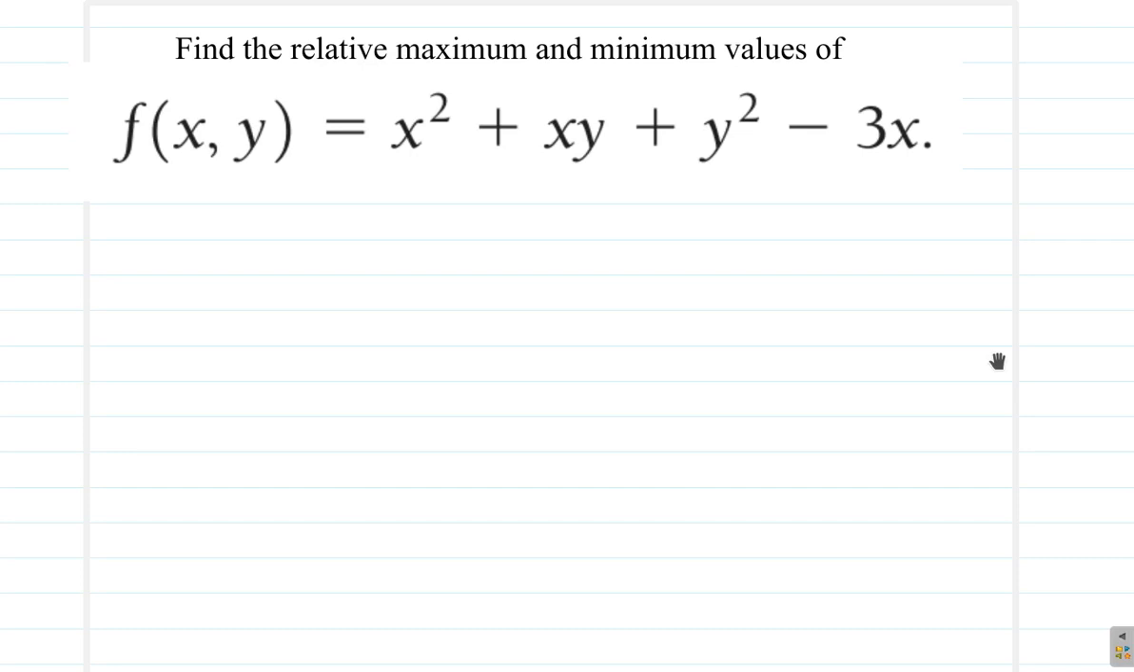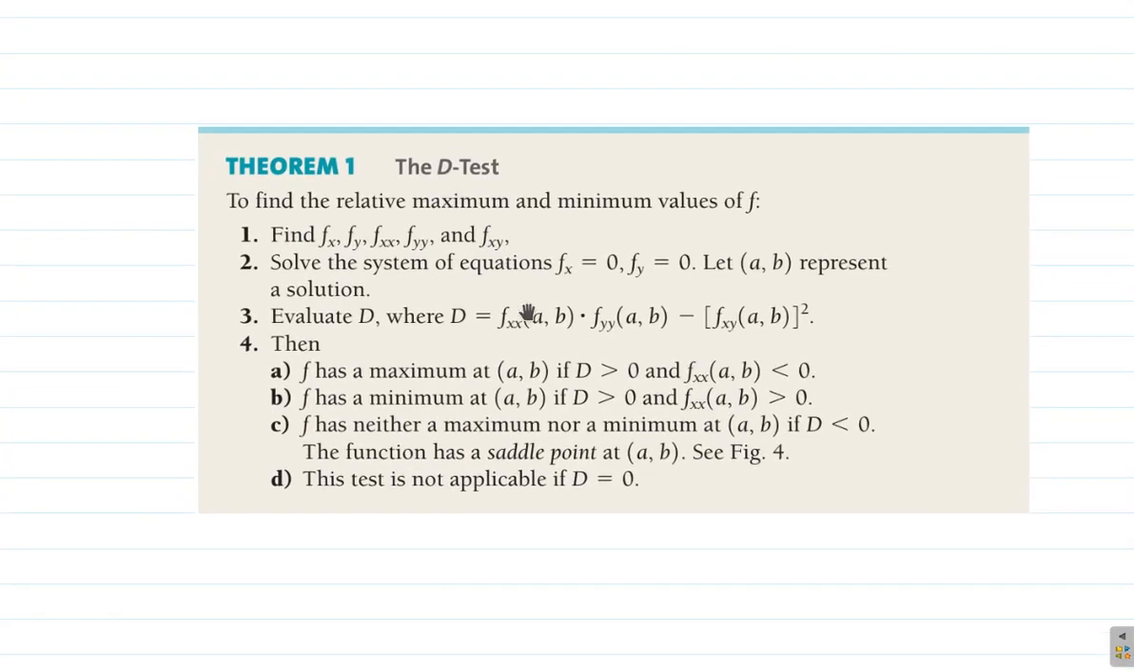We need to find the relative maximum and minimum values of f(x, y) = x² + xy + y² − 3x. We can find the coordinates of the critical point and then find out the nature, whether it's a minimum or maximum point, and where that point is. Now we have a copy of the D-test which we will use.